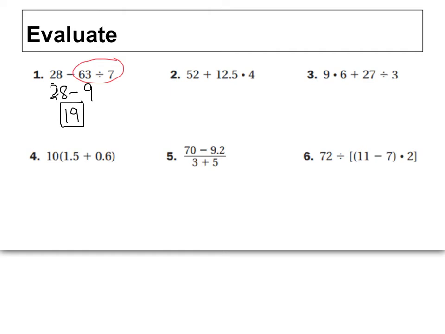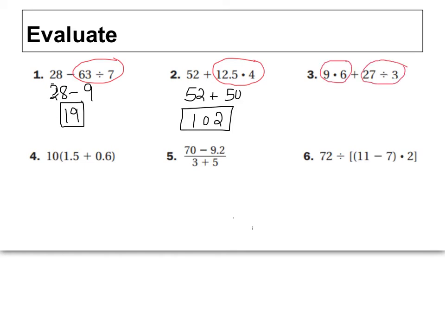Okay, let's take a look at the next one. In the next one, we're going to want to do 12.5 times 4 first, because multiplication comes before addition. So we are going to do 52 plus 12.5 times 4, which is 50, and add those together to get 102. In the next problem, I'm just going to go ahead and mark the ones that we would do first. We would do 9 times 6 first, followed by 27 divided by 3. Take those results and add them together.